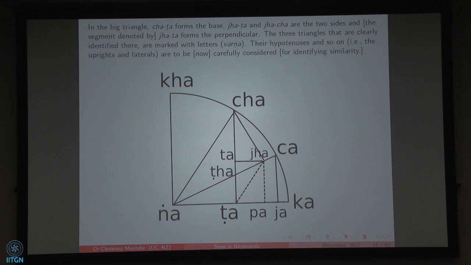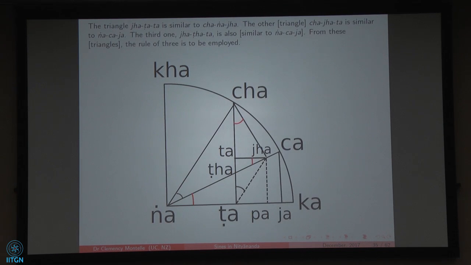Now we put our similar triangles to do some fairly serious mathematical work. He starts identifying various triangles for us. In the big triangle, cha, ta forms the base, so we can see he's identifying this big triangle here, and ja, ta and ja, cha are the two sides. So the three triangles are clearly identified, and now he proceeds to do his rules of three on these. I'll just skip past this.